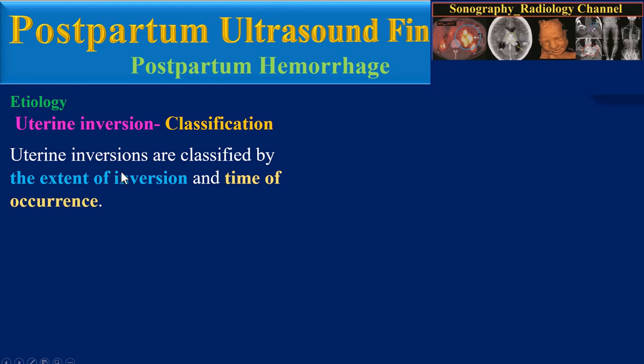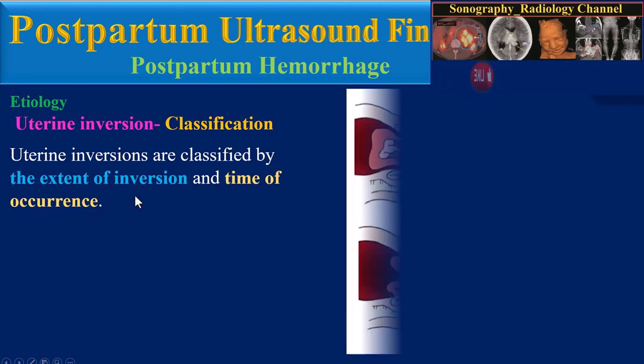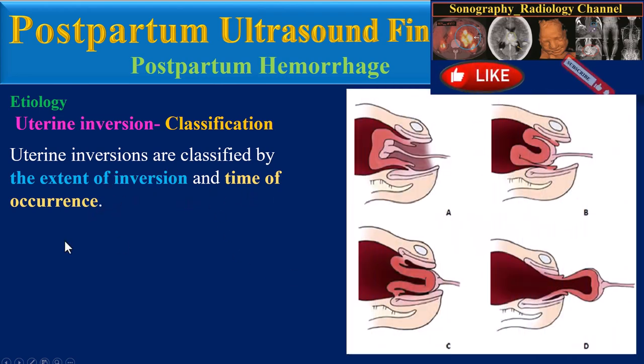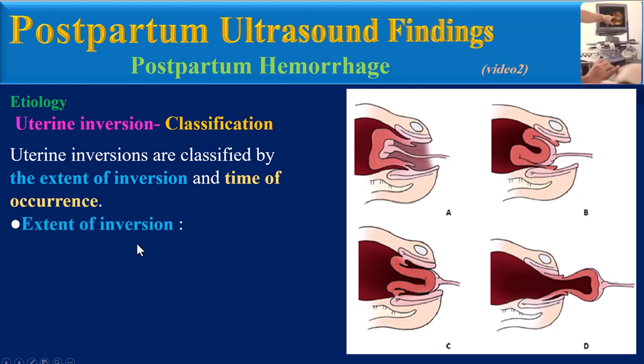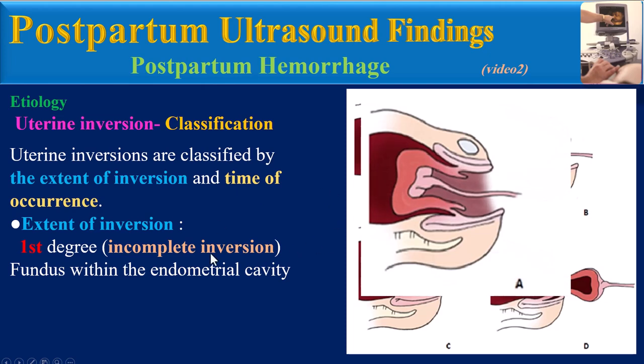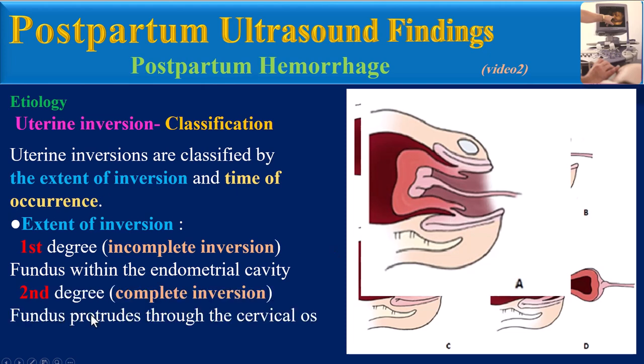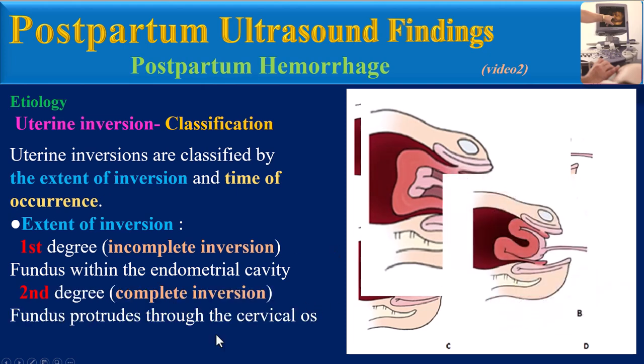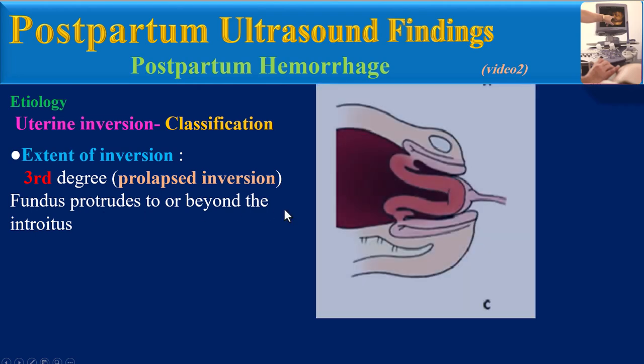Uterine inversions are classified by the extent of inversion and time of occurrence. According to the extent of inversion, we have first degree, meaning incomplete inversion. In this degree, the fundus is within the endometrial cavity. Second degree, or complete inversion, means the fundus protrudes through the cervical os. In third degree, or prolapsed inversion, the fundus protrudes to or beyond the introitus.